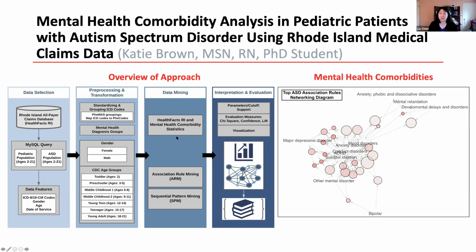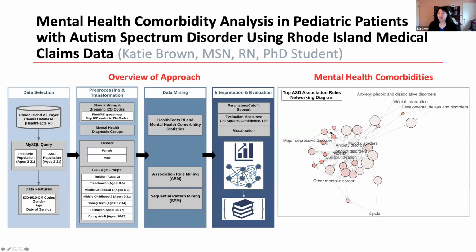Then we apply different techniques. In this case, we used a technique called association rule mining that shows which comorbidities happen together often, and sequential patterns, which show which comorbidities happen often together sequentially. There are a number of techniques that can be used for that. And then to really assess this, here is a visualization. This was done using R, with packages called arules and arulesViz, showing, for autism and focusing on mental health comorbidities, the ones we're seeing more often within this population.